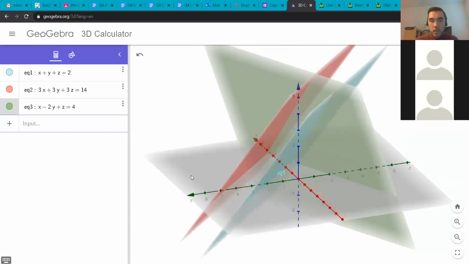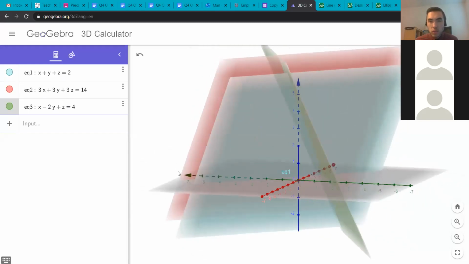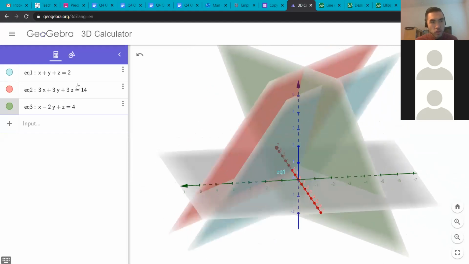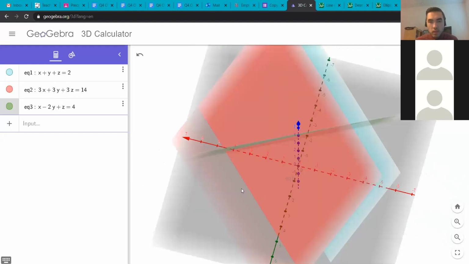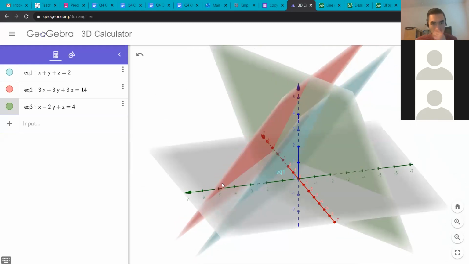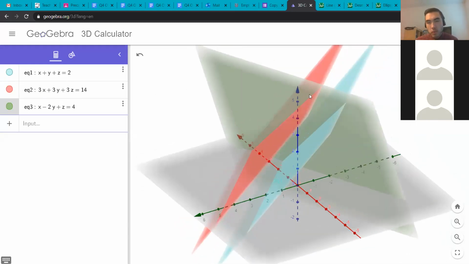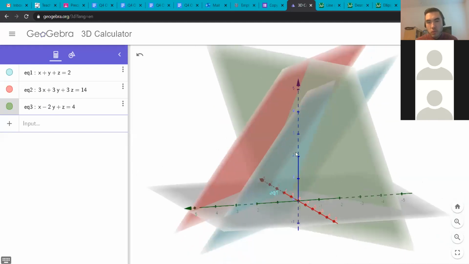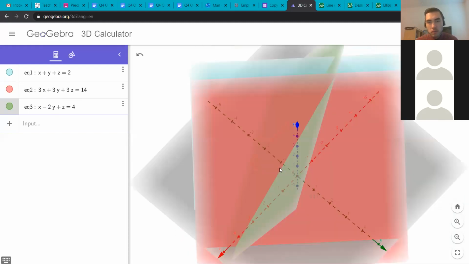And you'll notice that it looks like this, right? So we have two planes that are parallel, the red plane and the blue plane, so first and second equations. And then the green plane, that third one, does cut through both of them along two lines. But when it comes to a system of equations, a solution to a system of equations, what is that solution supposed to represent?